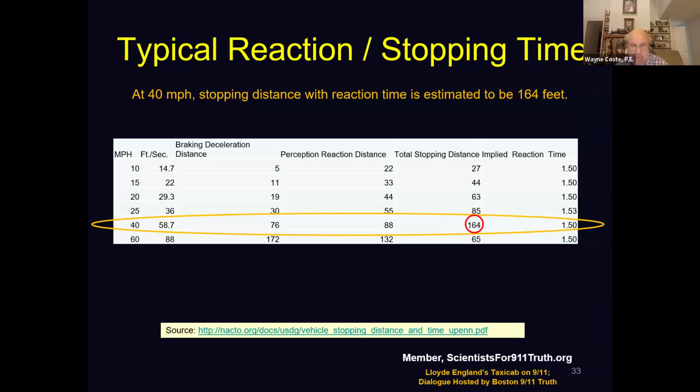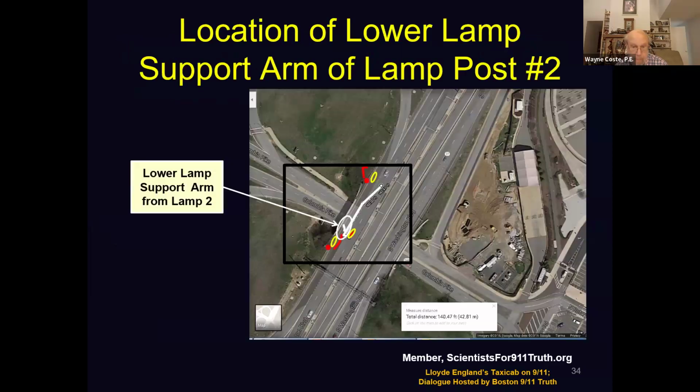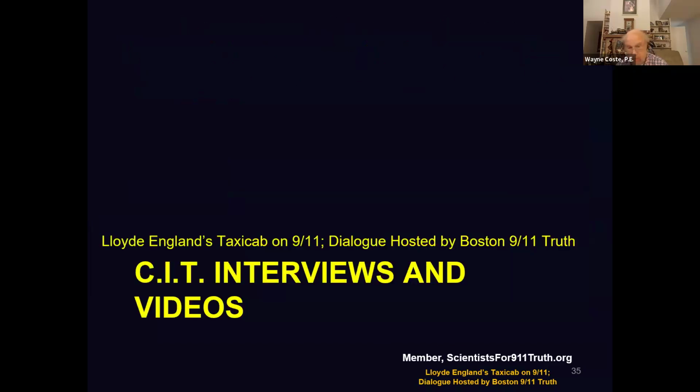So the distance is fit for the impaling of the lower lamp support arm at pole number 2 to have been appropriate. And this is about 140 feet, highlighted in this case here. And so it fits from an accident scene reconstruction. Now we'll go to the CIT interviews and videos.